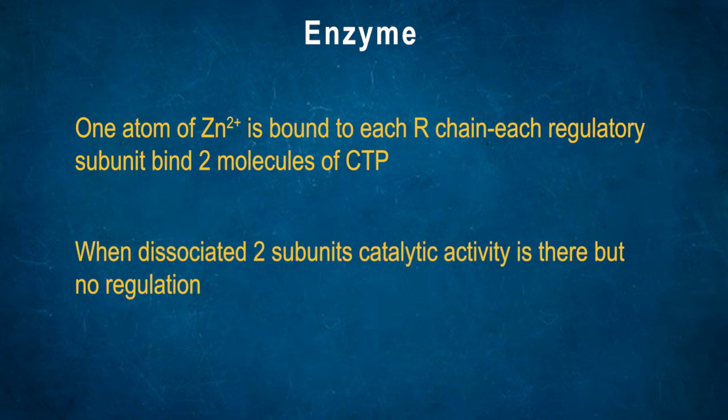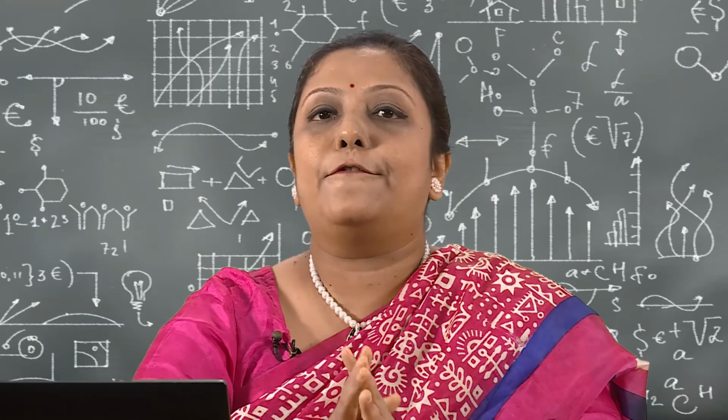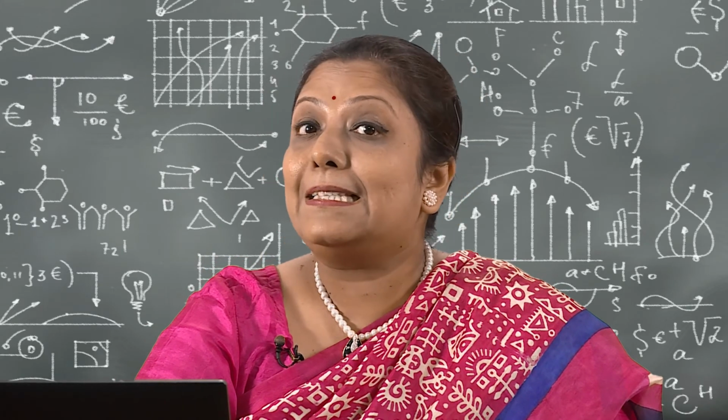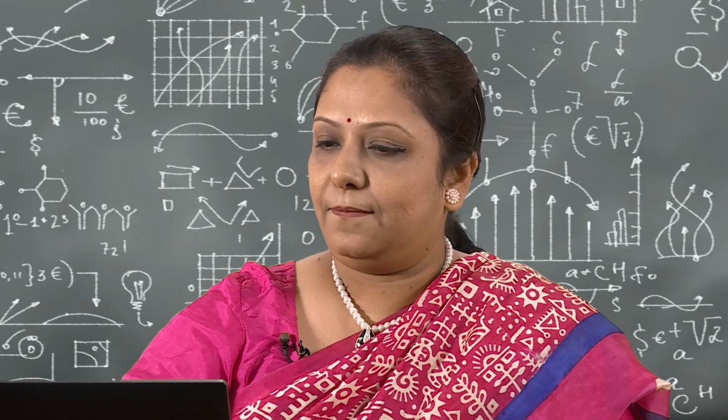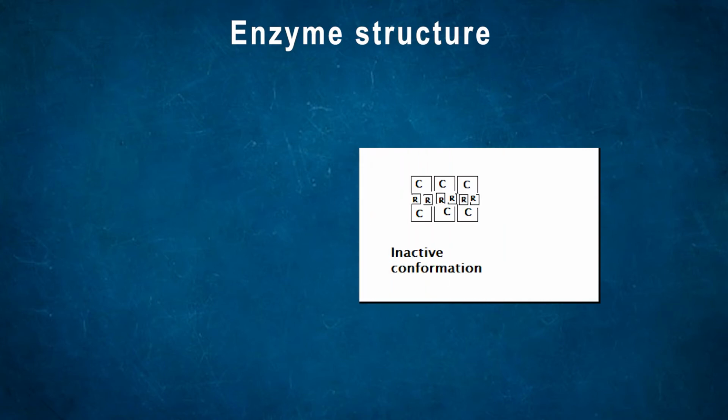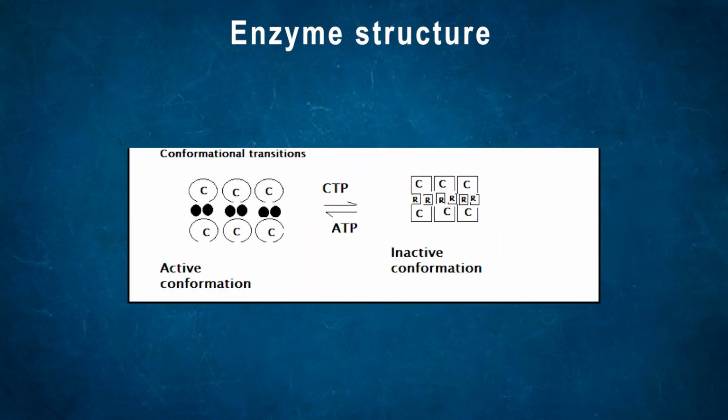When the 2 catalytic subunits are dissociated, we can find that if a catalytic subunit is dissociated from the regulatory subunit, it is no more regulated by the regulatory subunits. So, there are 2 conformational forms. One is the intact enzyme, the active form, which is reversible with the inactive form when they are dissociated or when they are conformationally changed to another form.